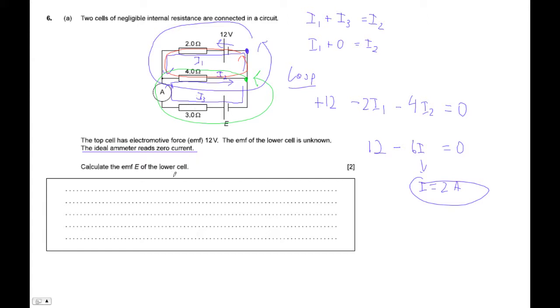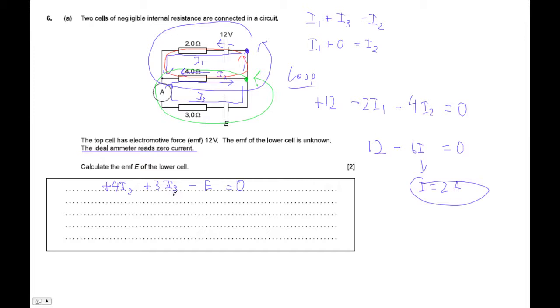So I'm going to go plus 4I2, right? And that's because I'm going through this thing upstream, right? All right, and then I'm going to go plus 3I3, okay, minus E is 0, right? So let's do that again. I'm here, I go upstream through I2, and I go upstream through I3, so that's why they're plus, right? Then I go the wrong way through the battery, and I go minus E is 0.